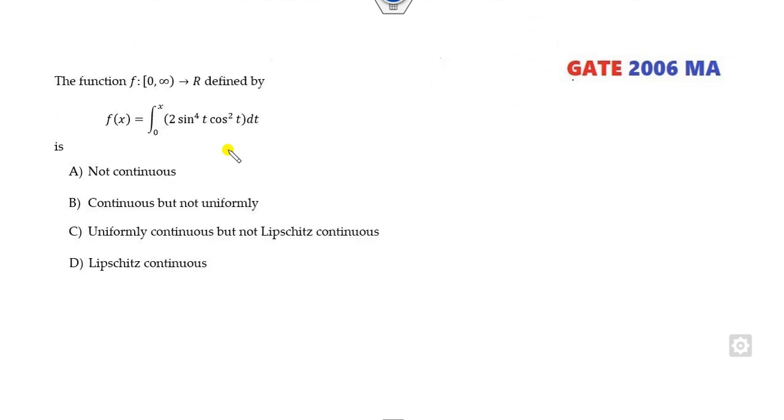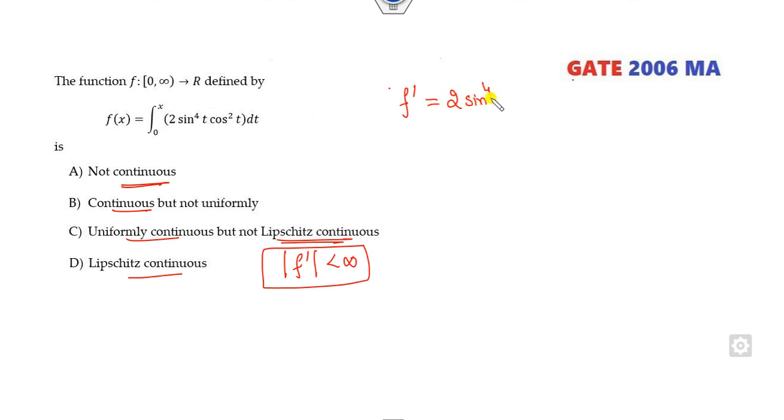Okay, look at this another one. A function is given to you. They are talking about continuous, uniformly continuous, Lipschitz continuous. Very simple, what is the meaning of Lipschitz continuous? You have to check that the derivative must be finite. So whether the function is continuous or not, you can first find the derivative. What is f dash? It's 2 sine raised to power 4x cos square x. So it's a sine and cosine.